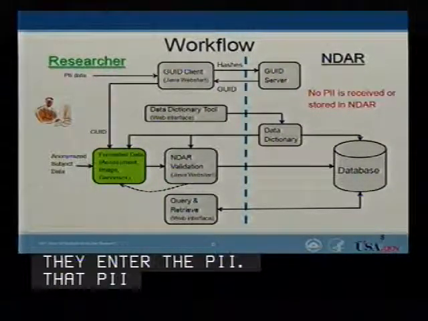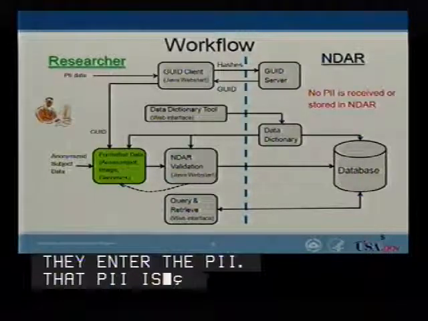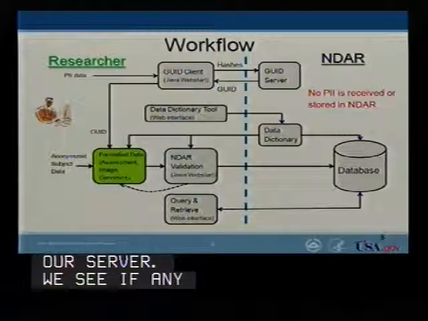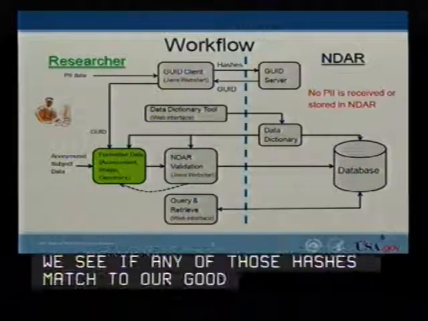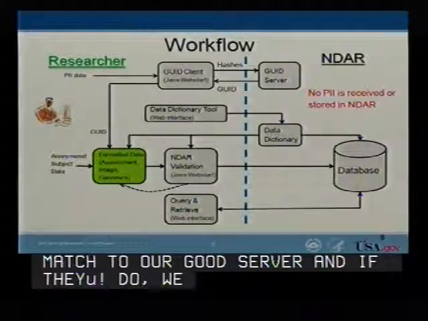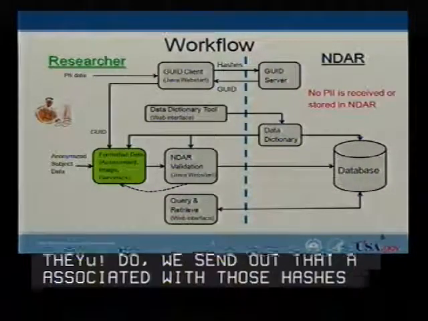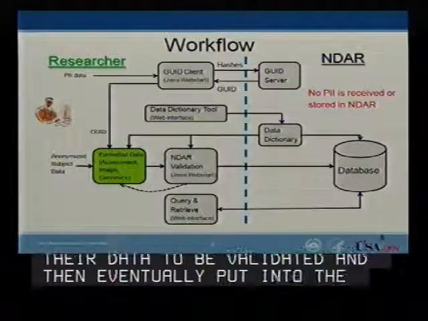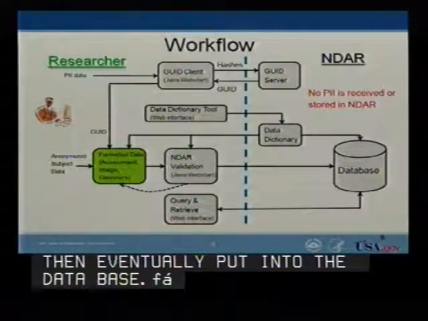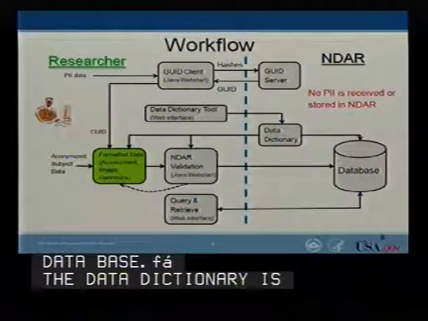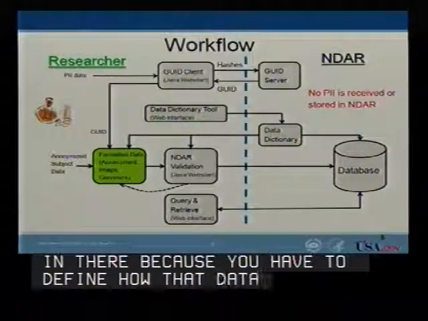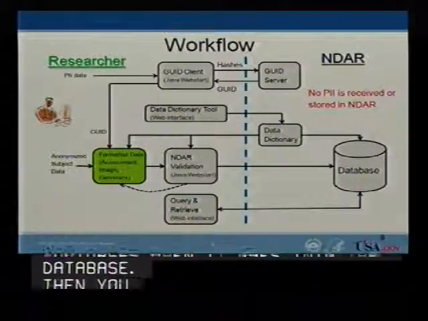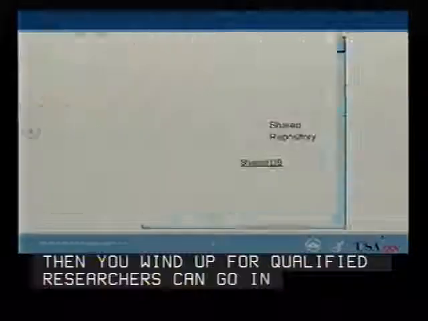Those hashes are then sent to our server. We see if any of those hashes match to our GUID server, and if they do, we send out that GUID associated with those hashes that they then can combine with their data to be validated and then eventually put into the database. The data dictionary is just connected in there because you've got to define how that data, so everyone's data uses the same variables when it goes into the database. And then eventually, qualified researchers can go in and connect into the database and query the database and get data back out.